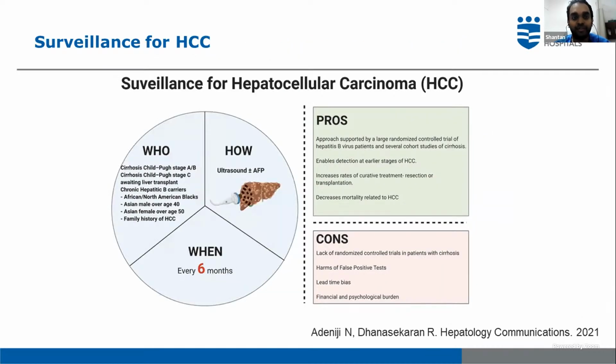For the surveillance and screening of hepatocellular carcinoma: who should be screened, how should they be screened, and when should they be screened? The patients to be screened are mostly patients with cirrhosis and chronic hepatitis B, which I will mention later. And the advantages and disadvantages of the screening will be discussed.